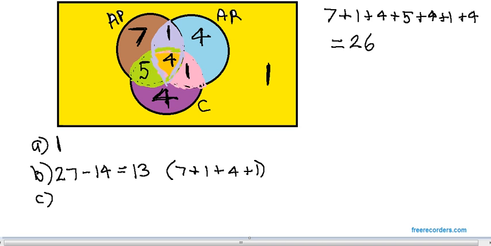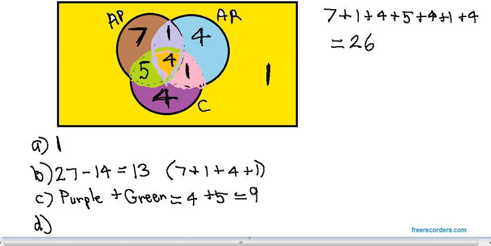Part C says how many players cheated but did not have an arrest record. Okay, the ones that cheated and did not have an arrest record are the ones that are in the C circle but not in the arrest record circle. And that would be the purple plus the green. The purple region cheated, but they're not in the arrest record circle. And the green cheated, and they're not in the arrest record circle. So that's going to be 4 plus 5, or a total of 9.